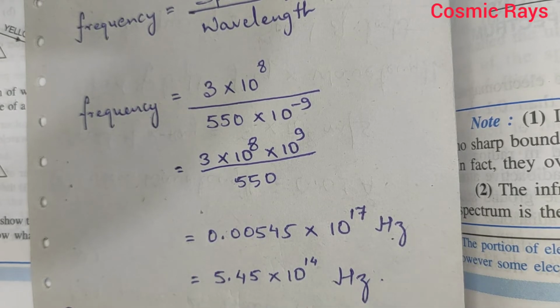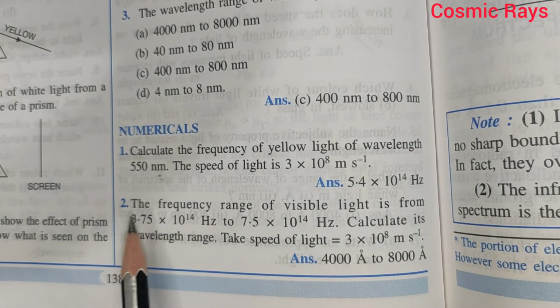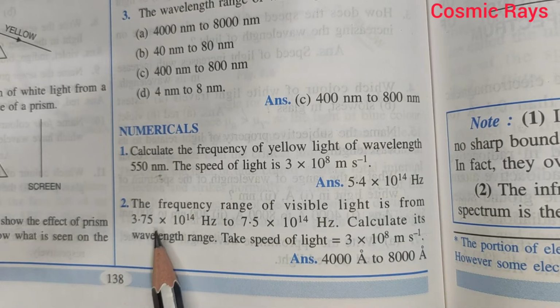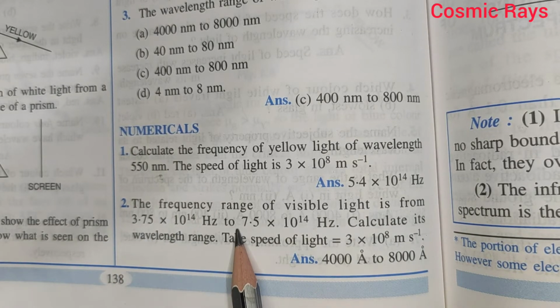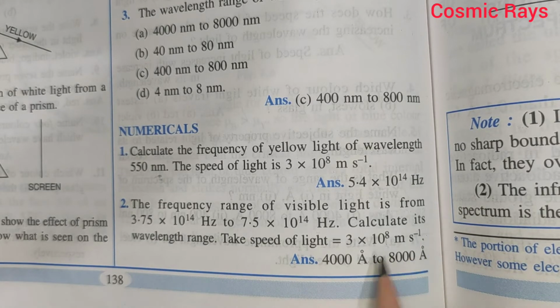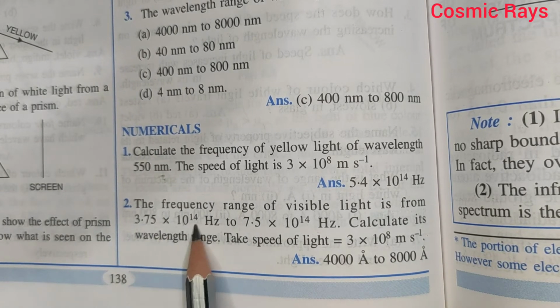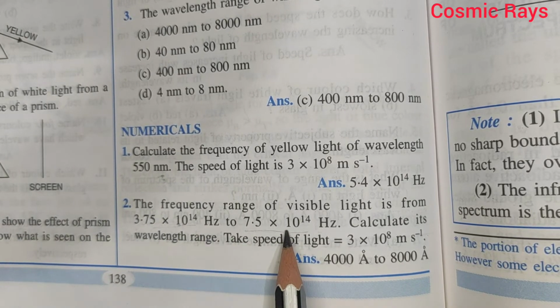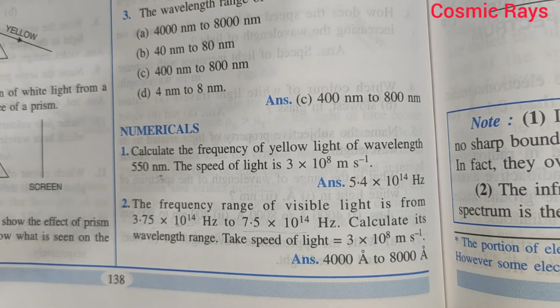This is the answer. Now the second question says the frequency range of visible light is from 3.75 into 10 raised to the power 14 hertz to 7.5 into 10 raised to the power 14 hertz. We have to calculate its wavelength range, and the speed of light is 3 into 10 raised to the power 8 meter per second. So what we will do here is we will calculate the wavelength taking the frequency as this one in the first case, and then we'll again calculate the wavelength taking the frequency as 7.5 into 10 raised to the power 14. So we will get the value of the range of the wavelength.